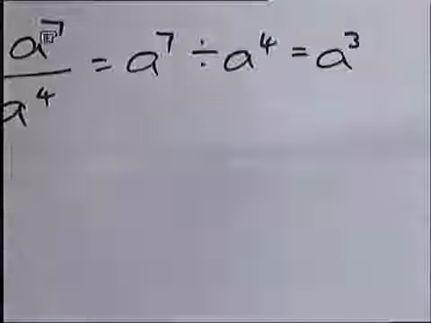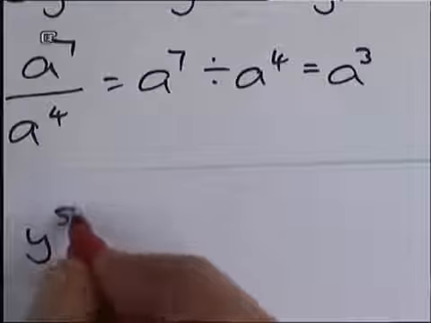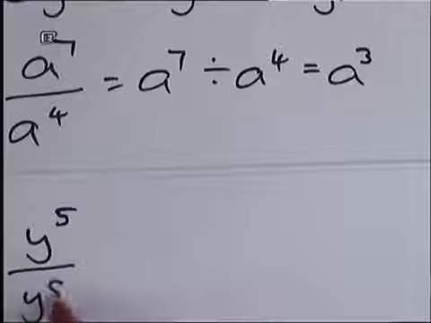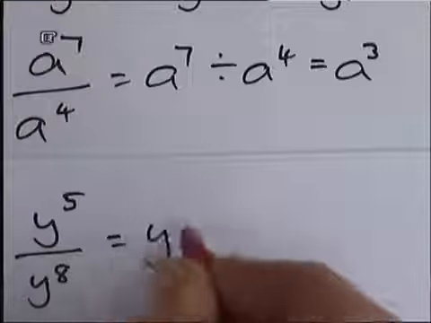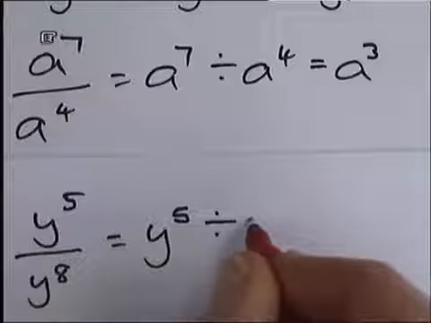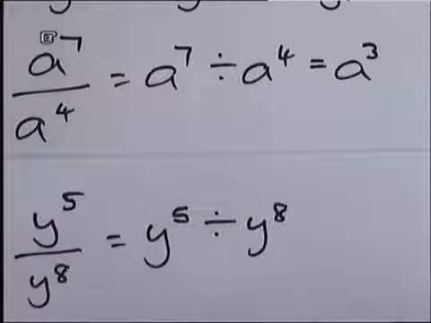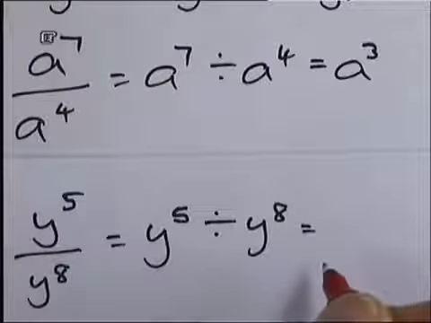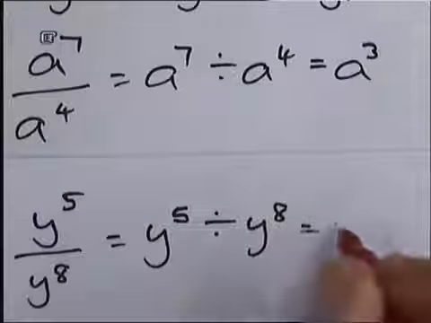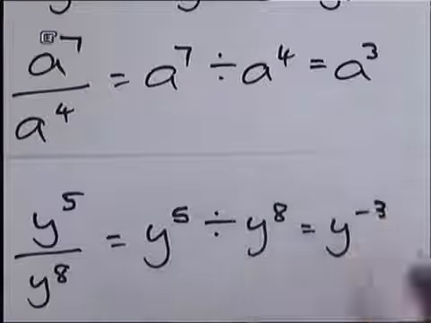If we look at some other examples, if I'd had y to the power of 5 over y to the power of 8, that over means I'm dividing, so I could write it down as y to the power of 5 divided by y to the power of 8. If I'm dividing, I can do a taking away. 5 take away 8 is minus 3.